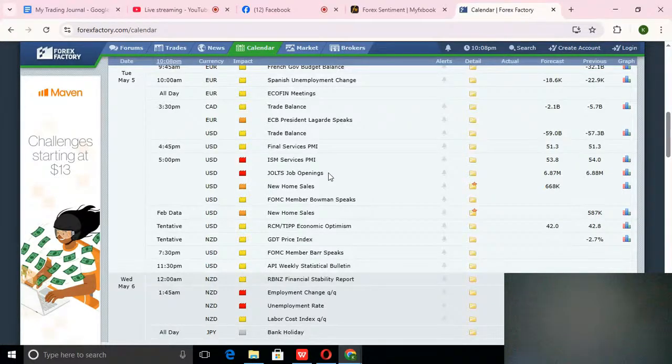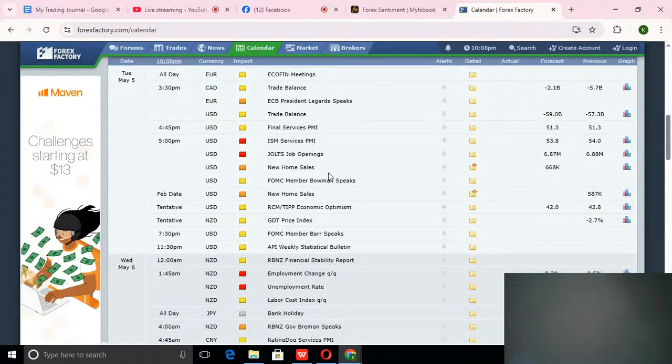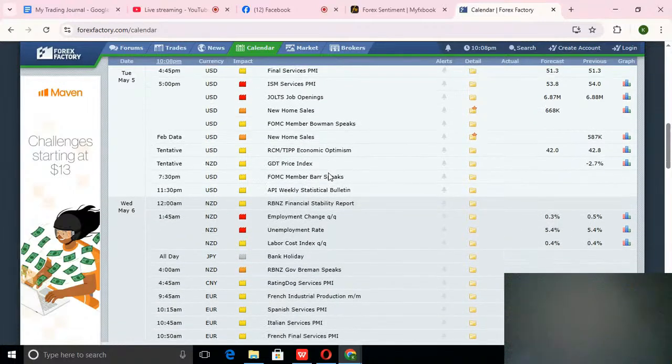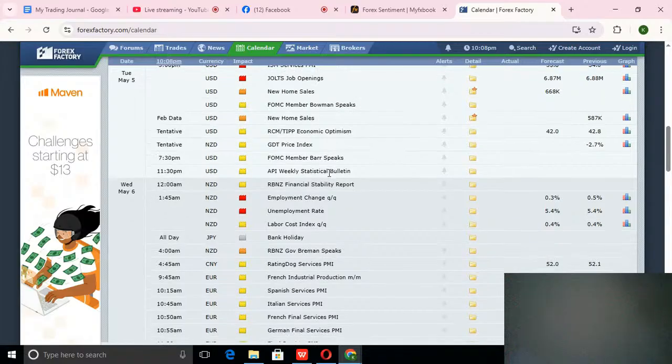And with that being said, I don't see any other major news on Tuesday. So we move forward to Wednesday. And on Wednesday, you can see at 1:45 a.m. in New Zealand, we are going to have employment change quarter over quarter. QQ stands for quarter over quarter. That will be in New Zealand.